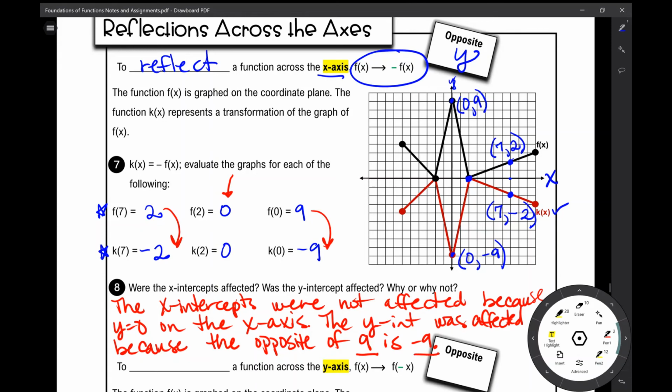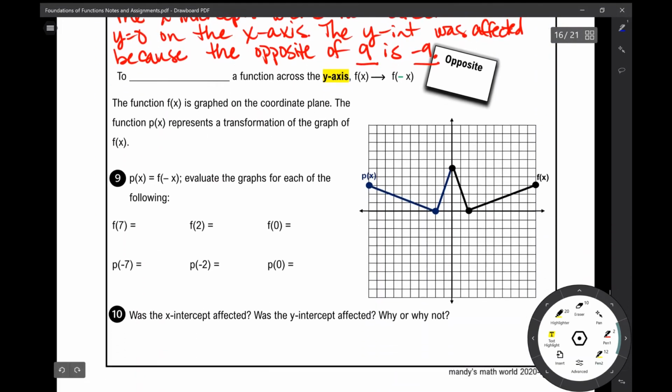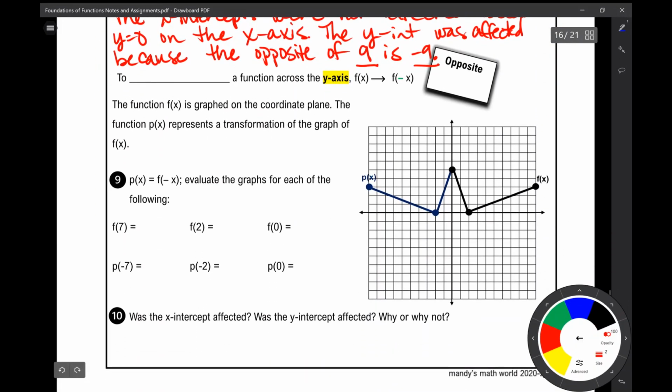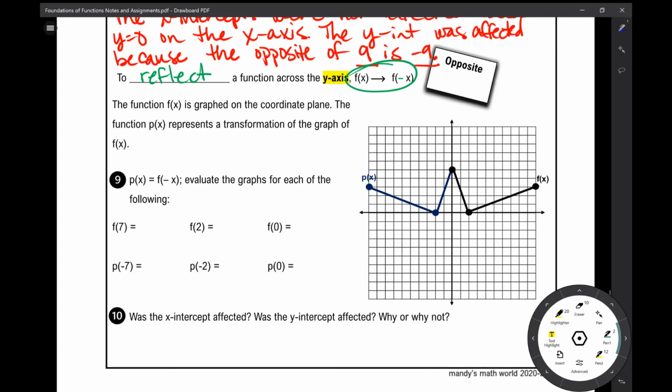Let's move on to reflections across the y-axis. Let's change colors here. To reflect a function across the y-axis, what do you notice in our function rule? The negative is not outside the f of x part of my function. I'm not just taking the whole function and multiplying it by negative 1. I'm actually multiplying just the x value by negative 1. So that negative is inside my parentheses, which means I'm taking the opposite of all the x values.